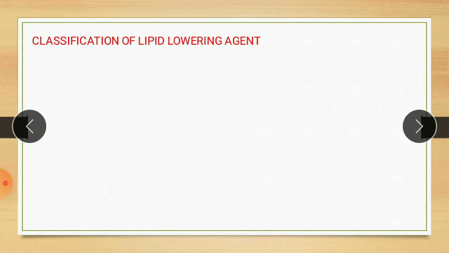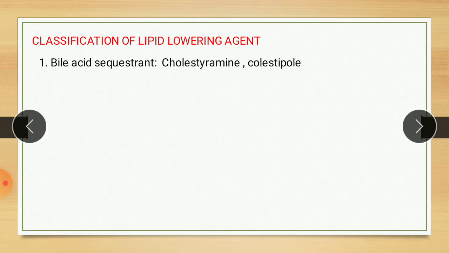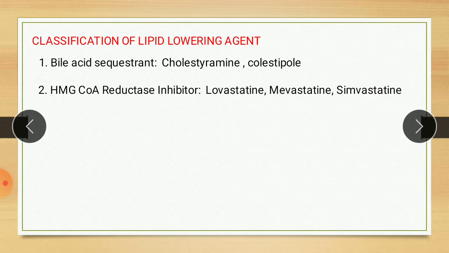So the first topic is classification of lipid lowering agents. There are three classes. First is bile acid sequestrant, examples cholestyramine and colestipol. Second is HMG-CoA reductase inhibitor, examples lovastatin, mevastatin, simvastatin. And third is fibrates, examples clofibrate and fenofibrate.